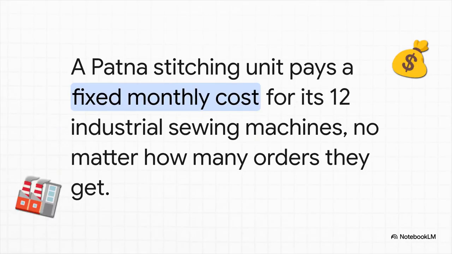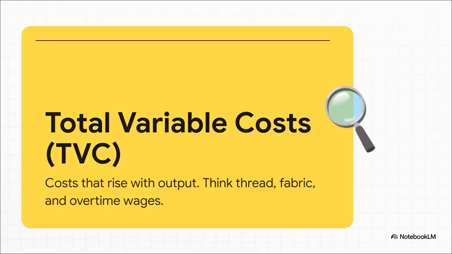For our little unit in Patna, a perfect example is the monthly rental for their 12 industrial sewing machines. It is a classic fixed cost. Even if they have a super slow month and get 0 orders, that bill is still coming. And the second building block? Total variable costs, or TVC.